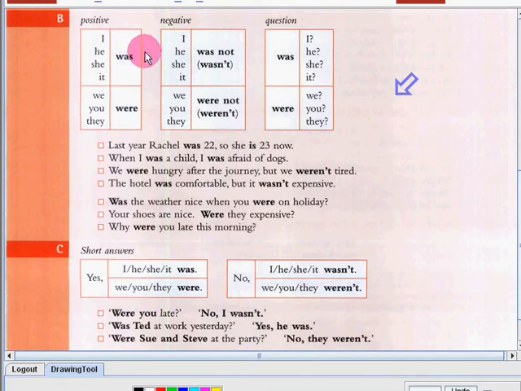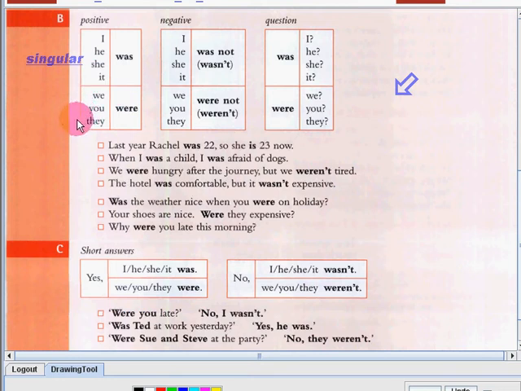So let's read them one by one. I was. He was. She was. It was. So, everyone, remember, these pronouns are all singular and they take the singular past form of the verb, was. Now, let's go on to the next.